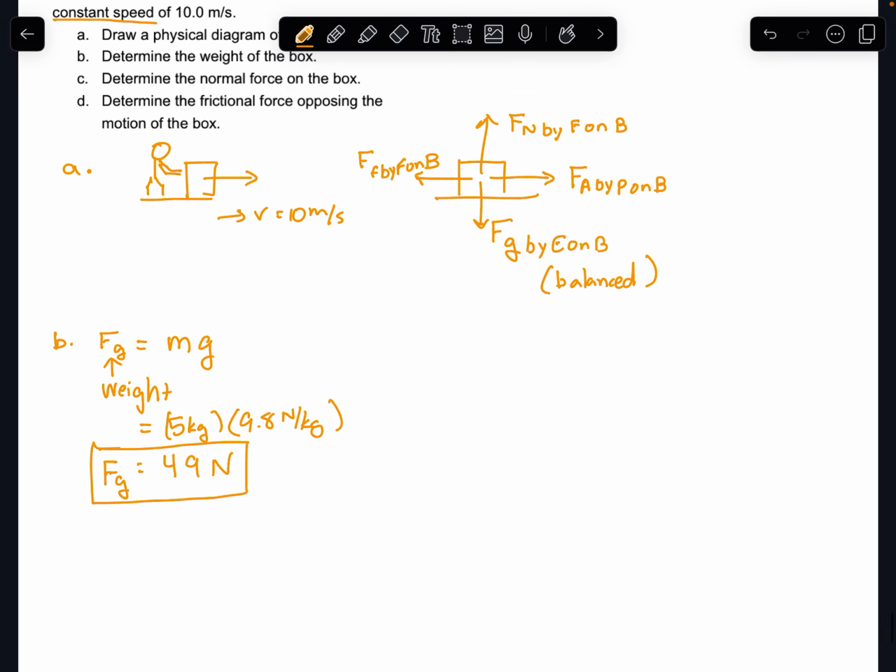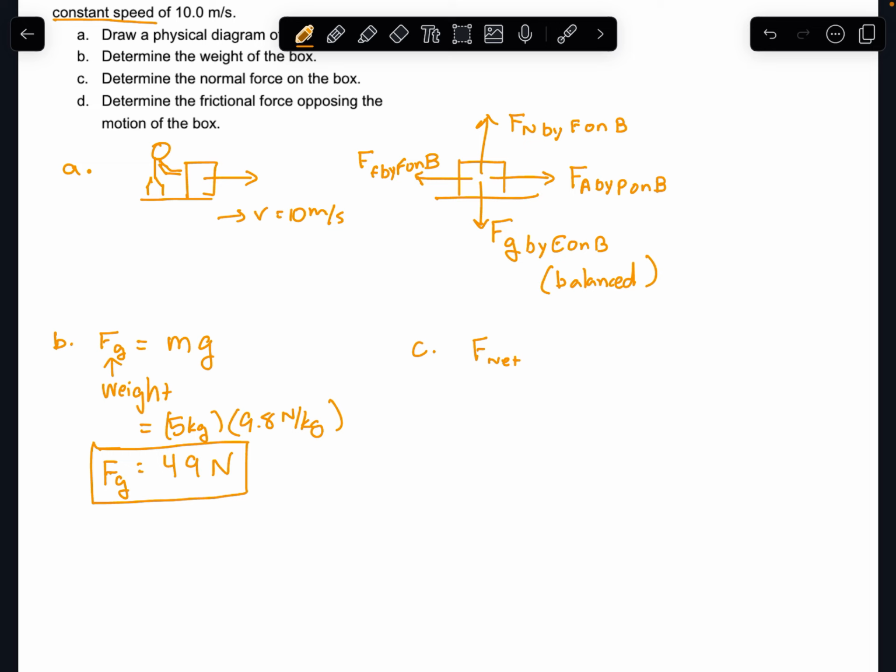Part C says determine the normal force on the box. I'm going to consult my force diagram here. When I do, I see that the gravitational force and the normal force need to be balancing each other out. I need to write that fact down. That's part of a well-reasoned answer.